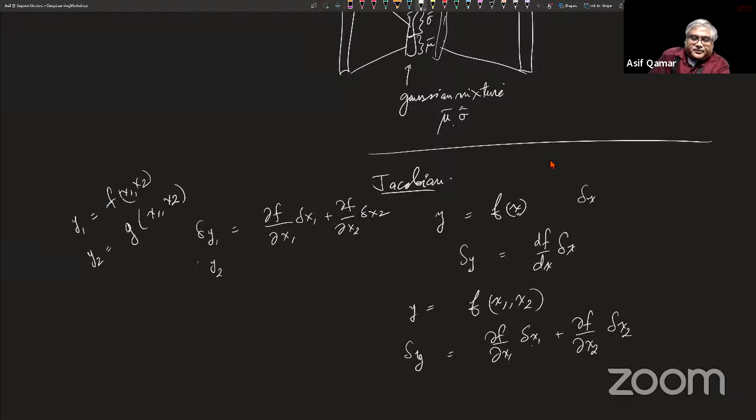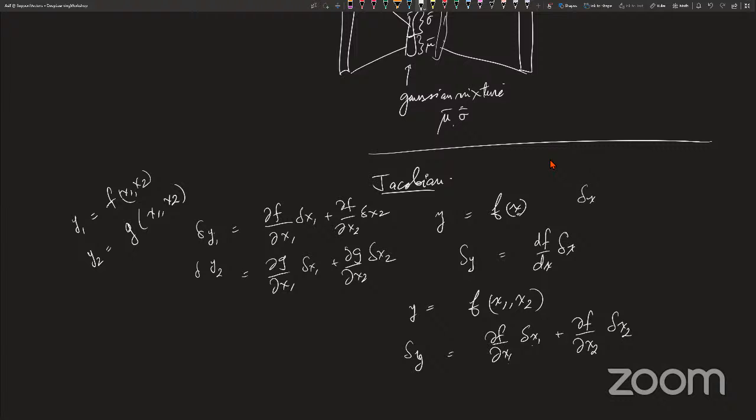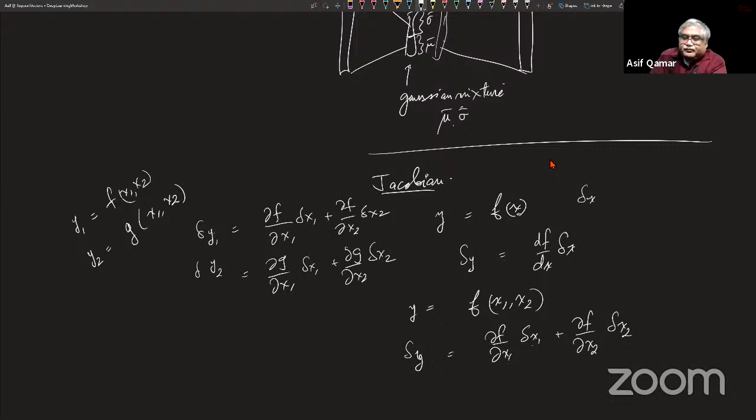What about y2? Delta y2 is dg/dx1 delta x1 plus dg/dx2 delta x2. You realize that y has two different components, so they will independently vary with respect to changes in the x-axis, correct? This is it. So now this entire thing, you can actually write it as a Jacobian.